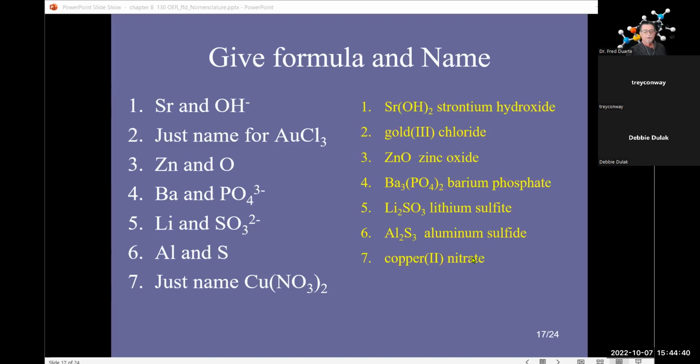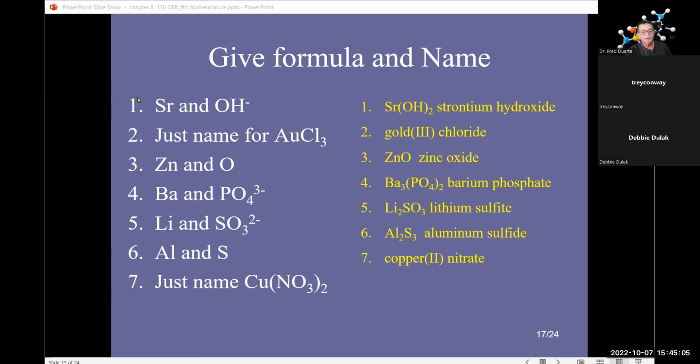Copper(II) nitrate, and we got aluminum sulfide, lithium sulfite for number 5, barium phosphate for number 4, zinc oxide for number 3, gold(III) chloride, strontium hydroxide for the first one. Okay, and as always, mix and match.